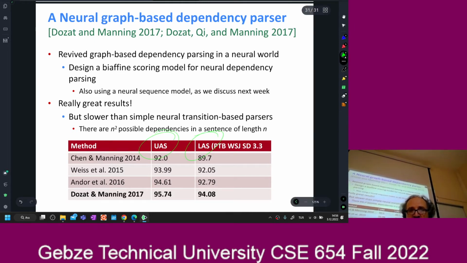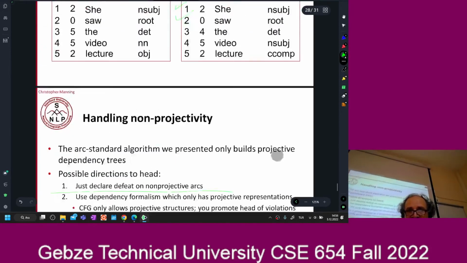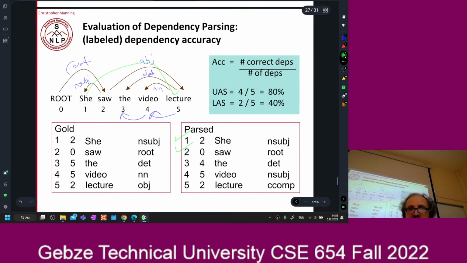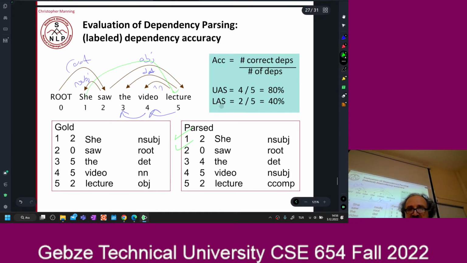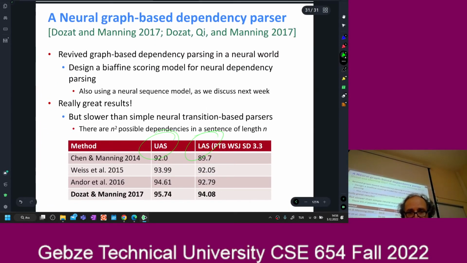Which one do you think would produce the higher results? Of course, this one, because this one counts the correct arcs, and this one counts arcs plus the labels, right? So these are some of the results. 94% of the cases I am doing it right.